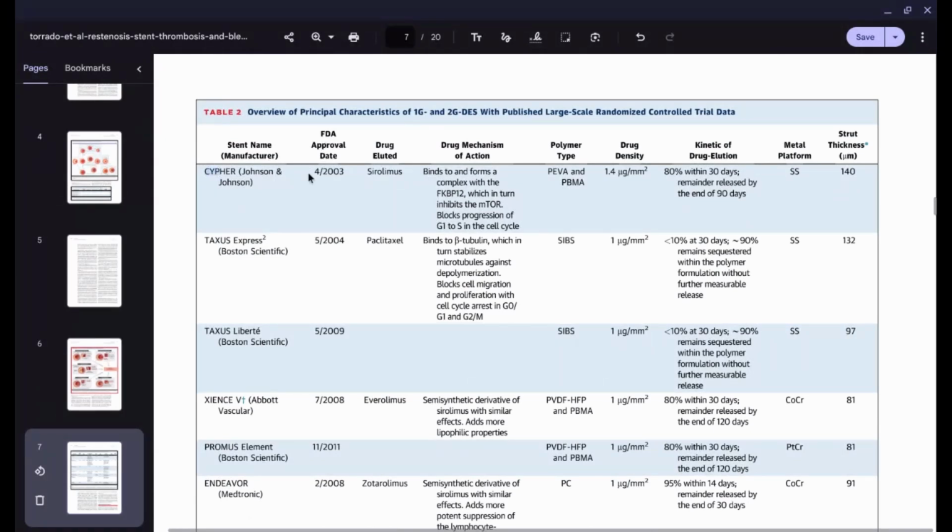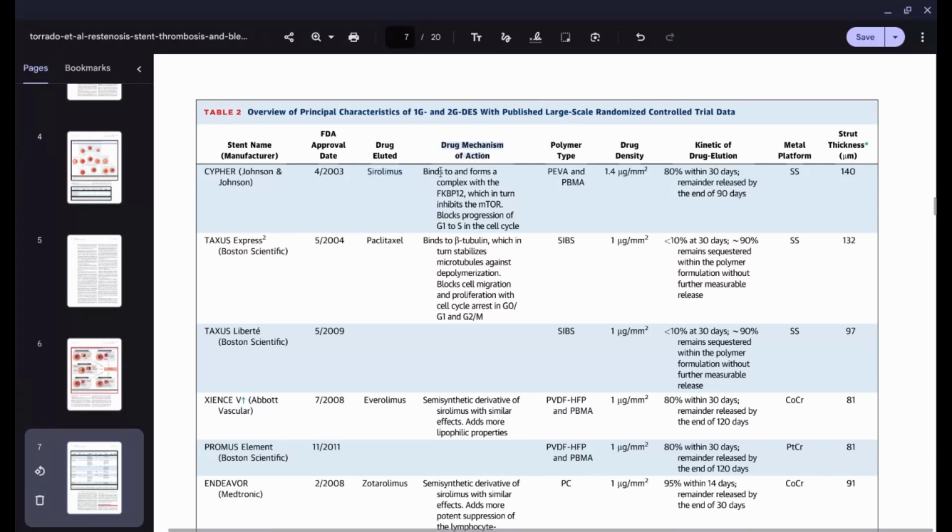When did FDA approve it? The approval year and the month is given. What is the drug that is being eluted? So you have sirolimus, paclitaxel, everolimus. Most of these are variants of sirolimus. Can anyone quickly Google what is sirolimus? In fact, they have this description right over here.